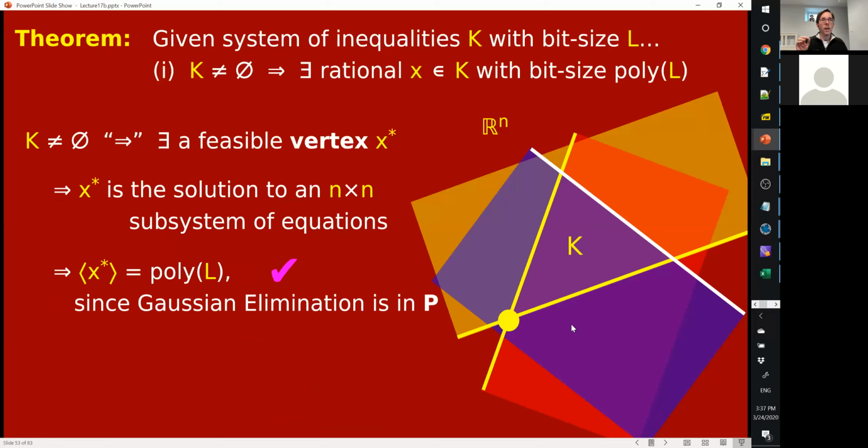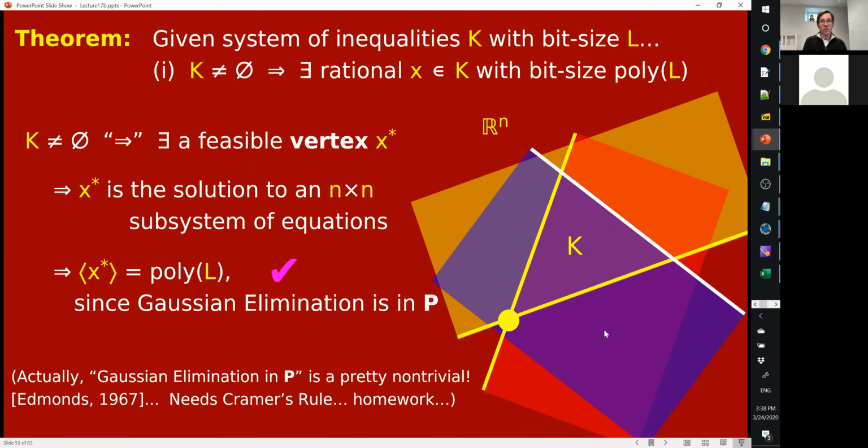And this means that this vertex x star can be written down with polynomial in L many bits. The reason is basically that solving systems of equations is a polynomial time algorithm. We have Gaussian elimination. You take some rational system of equations that defines a vertex, you solve it, and you get a vertex. Since it's a polynomial time algorithm, you only have time to output polynomially many bits, which means that x star, the vertex, can be written down with polynomially many bits. I still have these quotation marks here, but we'll come back to that in a moment.